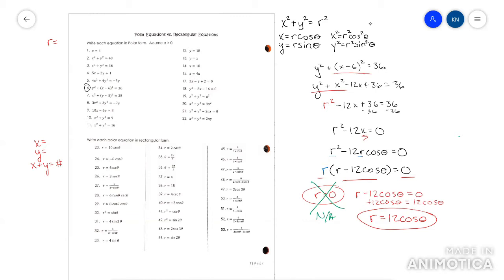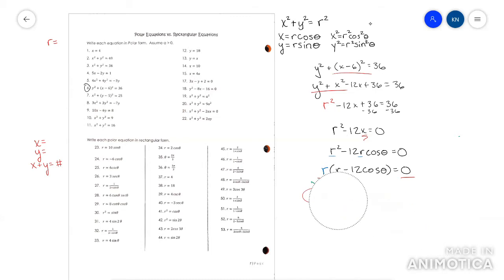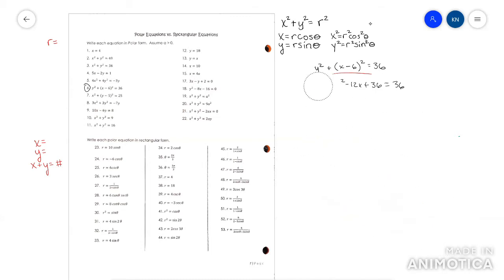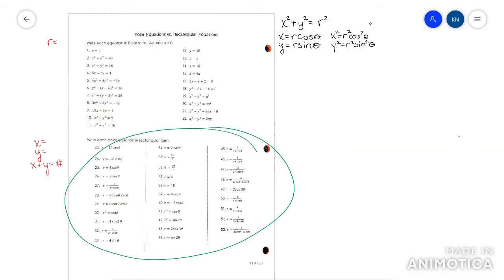So that's the general gist of all of these. You're going to have to isolate an r. So there's some where you'll have to do some rule changes. There's some where you'll have to GCF an r out. Those get kind of tricky. But in my opinion, it's worse when you go from polar to rectangular. So let me show you some of these.